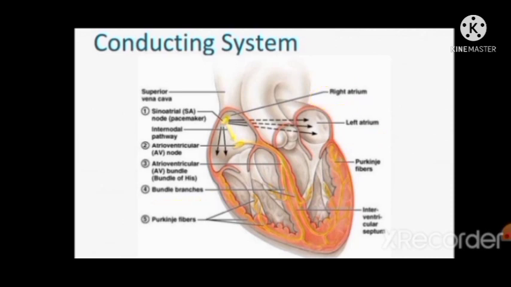These are the bundle branches. This is the conducting system of the heart, which starts from the SA node to the AV node, from the AV node to the bundle of His, and from the bundle of His to the Purkinje fibers.